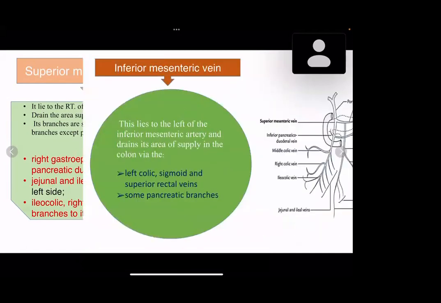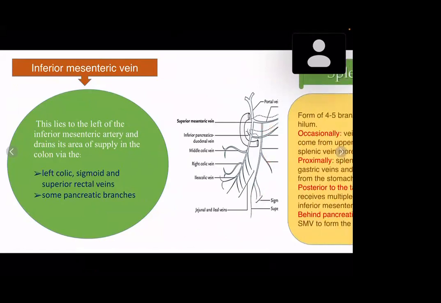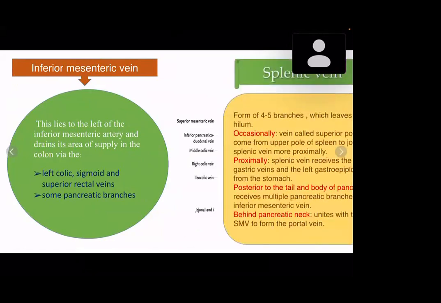The inferior mesenteric vein usually lies to the left of the inferior mesenteric artery and drains its area of supply, the same in the colon. As we said, the superior rectal, the sigmoid, and the left colic. These are the superior rectal, sigmoid, and left colic branches, and some pancreatic branches also drain into the inferior mesenteric vein.